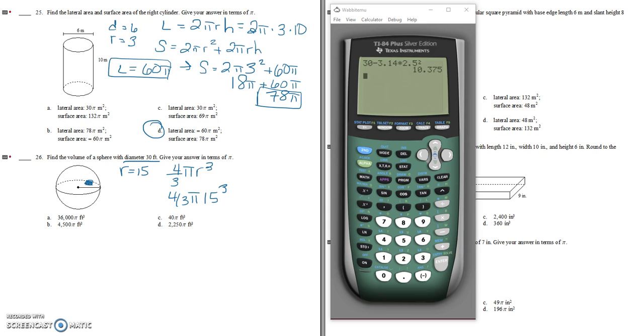I'm going to have to go to my calculator. Four-thirds times 15 to the third power. I'm leaving out pi because my answers all have pi in them, and I get 4,500. That means that I have 4,500 pi for the volume, which is going to be B.